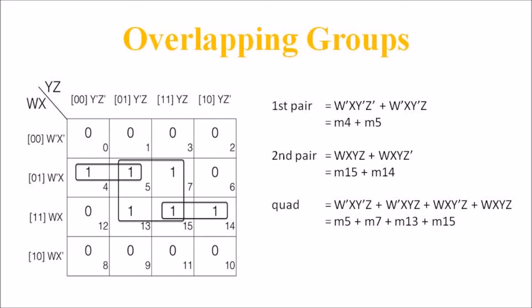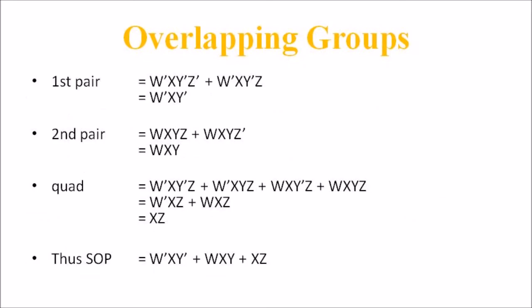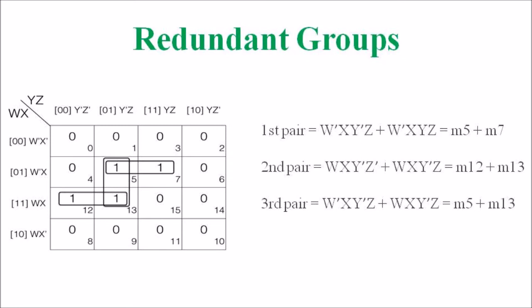The updated pairs and quad after the reductions will be: the first pair will be w dash x y dash, the second pair is w x y, and the quad will be reduced to x z. And the next rule considered is the redundant group. After marking out the overlapping groups, it is important to also check for redundant groups. If all the values of a group G, that is a pair, quad or octet, are covered by other groups, then the group G is redundant and ignored.